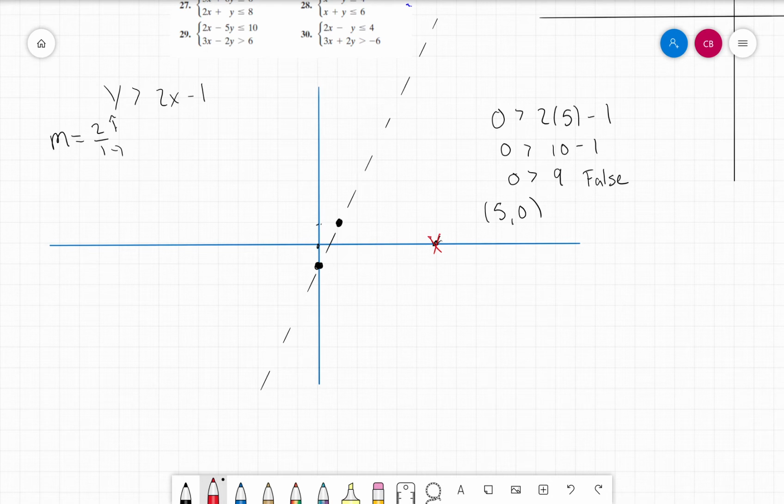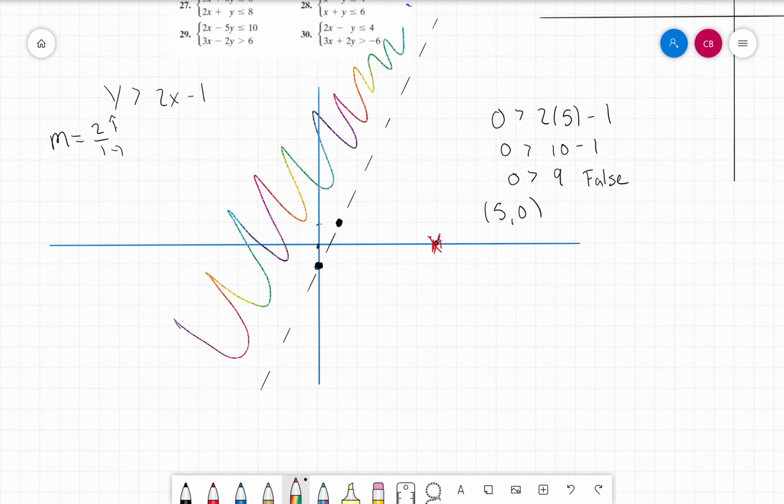Okay, when it is not a solution, we do not shade. We obviously do not shade on this side of the graph. We are going to actually shade the other side. So if we wanted to shade the other side, we would go and do the following. And those would be the solutions. Nothing on the side with the red X would work. And so those would be the solutions to this.